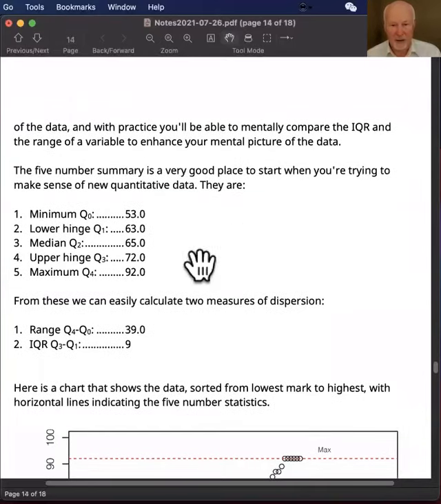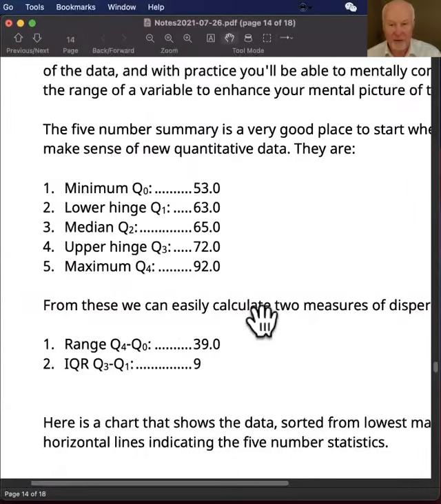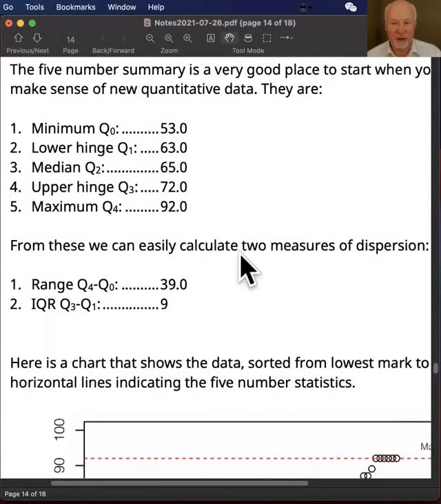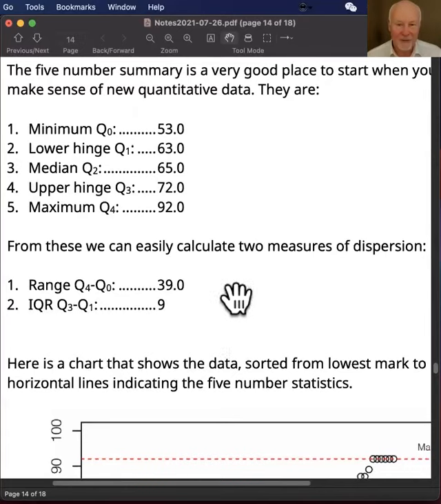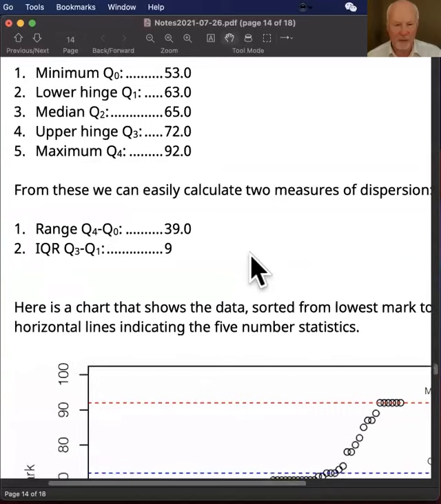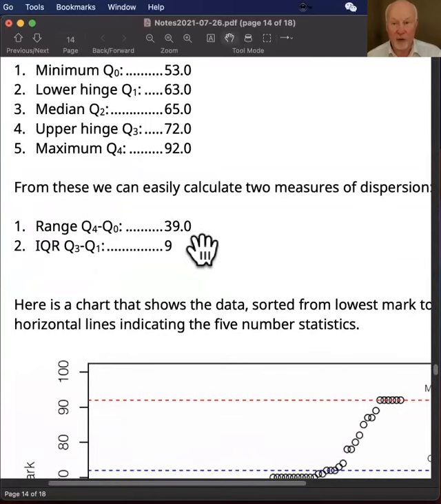So let's just look at the statement here of everything we've calculated so far. We've got the minimum 53, the lower hinge or Q1 63, the median 65, the upper hinge 72, and the maximum 92, and from those we can easily calculate two measures of dispersion or variance or spread. The range, which is the maximum minus the minimum, Q4 minus Q0, that's 39, and the probably more useful interquartile range, Q3 minus Q1.